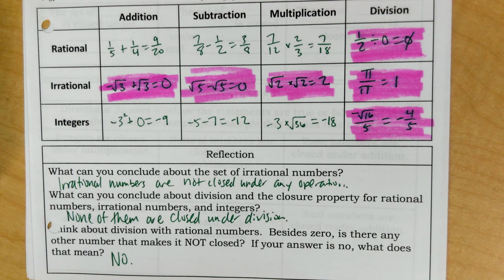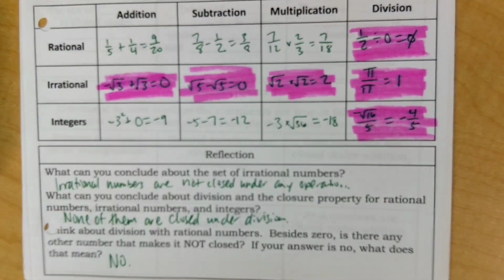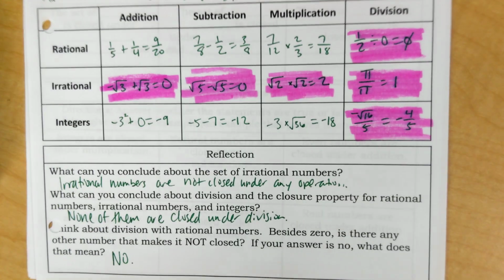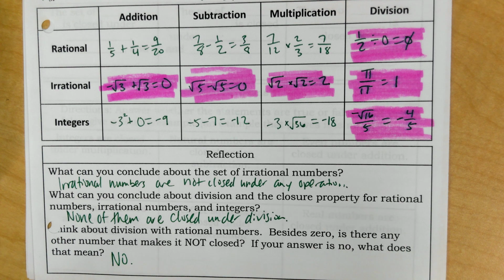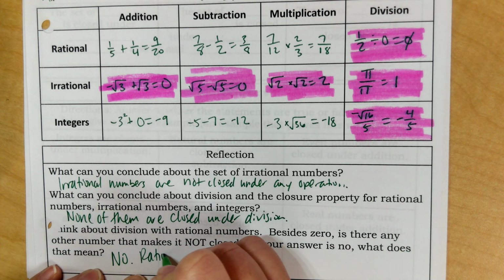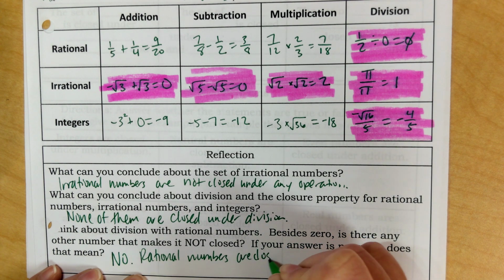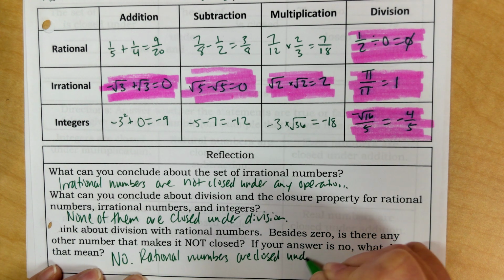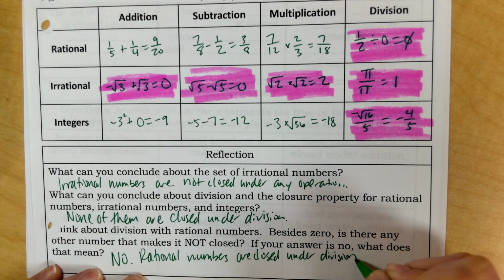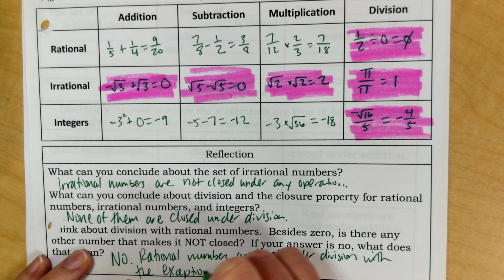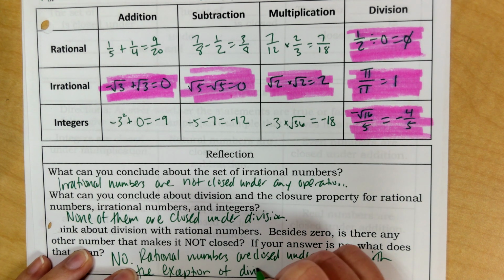And we have that in our notes already. If you look back in our notes, it does say that rational numbers are closed under all operations with the exception of division by 0. So rational numbers are closed under division with the exception of division by 0.